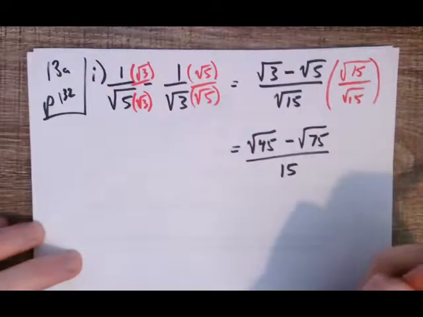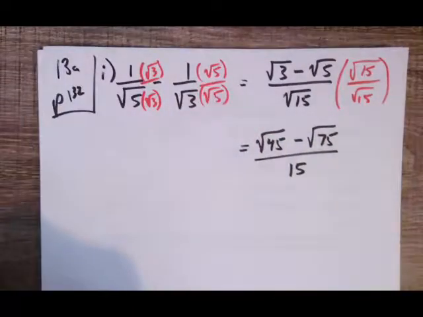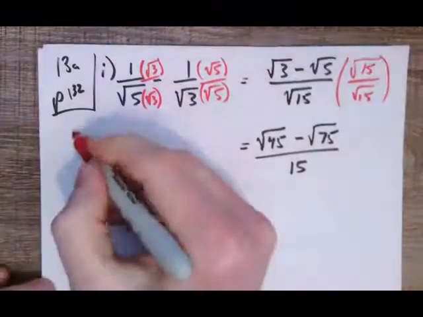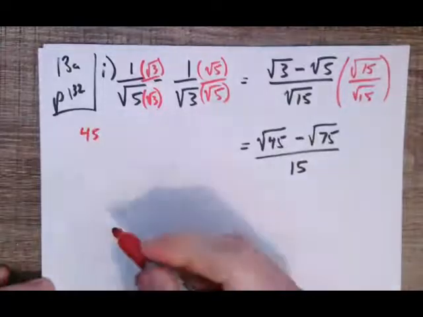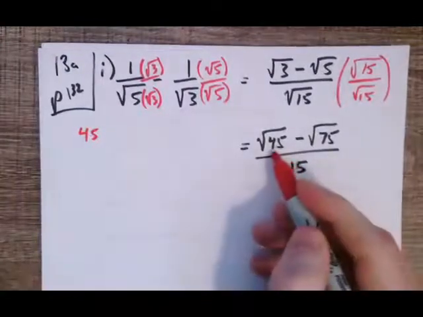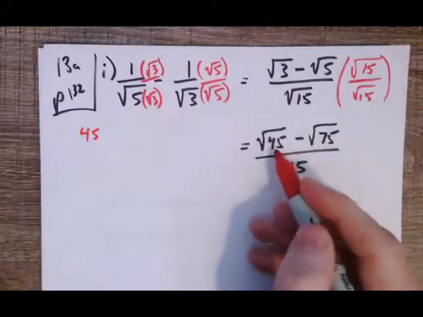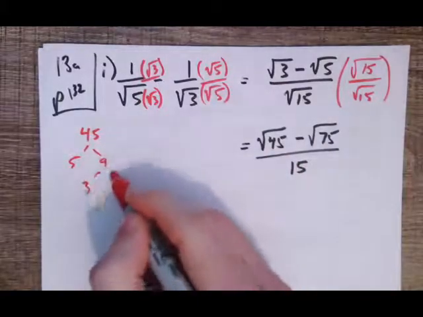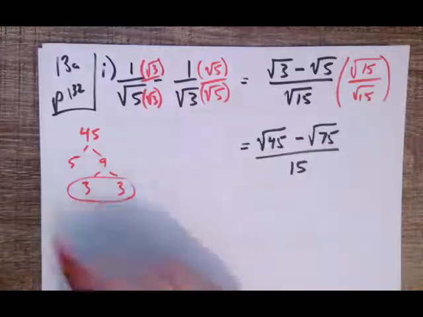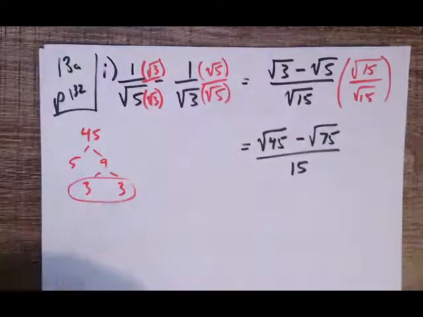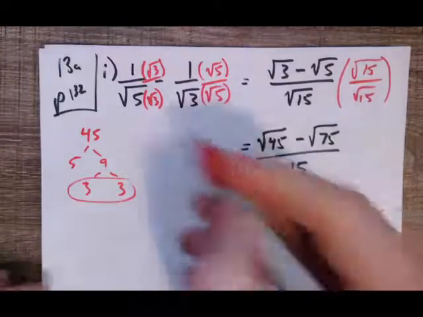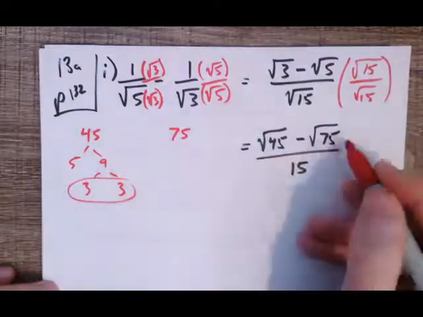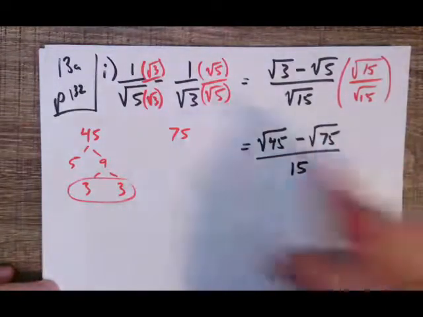Now we've got to simplify these. 45: some of you are going to be able to start seeing it right away. 45 is 9 times 5, which means it's 3 root 5, because if I do 5 times 9, I pull the 3 out, leaving the 5. So it's 3 root 5. 75, that's 25 times 3, so it's 5 root 3.